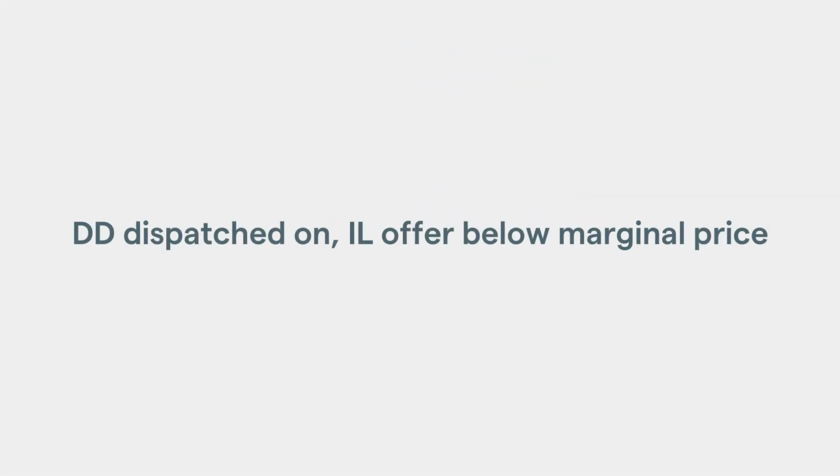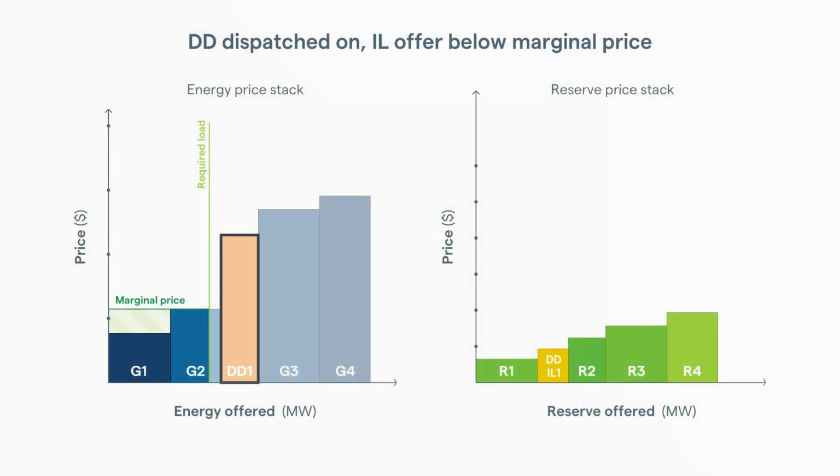In a situation where the dispatchable demand bid price is above the marginal energy price, and the interruptible load offer price is below the marginal reserve price, SPD will dispatch on the load and clear the IL, as both are beneficial to the solution. The IL cleared at a particular DCLS must be less than or equal to the load that has been dispatched on at that DCLS.